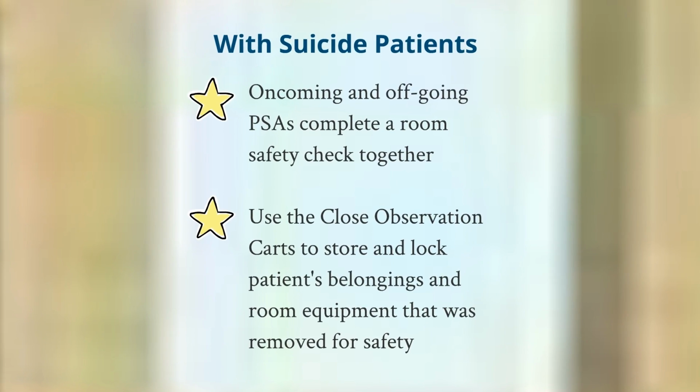The patient's belongings are collected and stored and locked in the close observation carts, along with any room equipment that was removed for safety. The room is reviewed to make sure that it is a safe environment of care for that patient. So we might be removing pieces of equipment, tubing, cords, things of that nature. At the change of shift, the PSAs do a room safety check together.